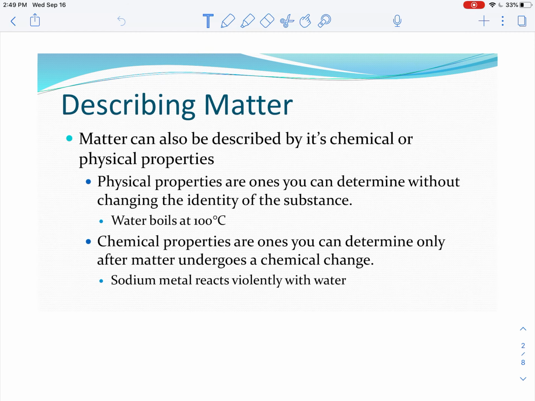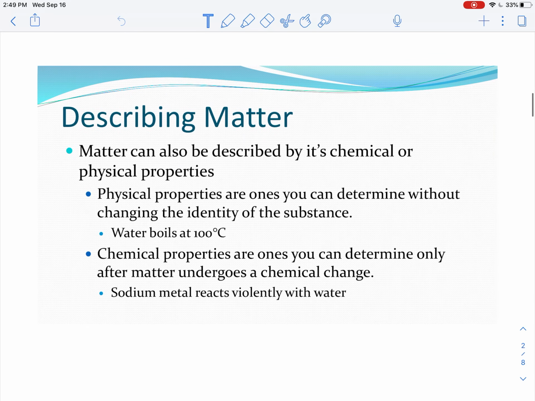Chemical properties are the ones you don't know unless you either do an experiment or look it up in a book. And even then, an experiment was done at some point to say what the properties are. So, for example, I don't know that gold is not going to react with water unless I take the gold and put it in water and notice nothing happens. I don't know that a block of sodium is going to explode when I put it in water unless I take some sodium and put it into some water and watch it explode.